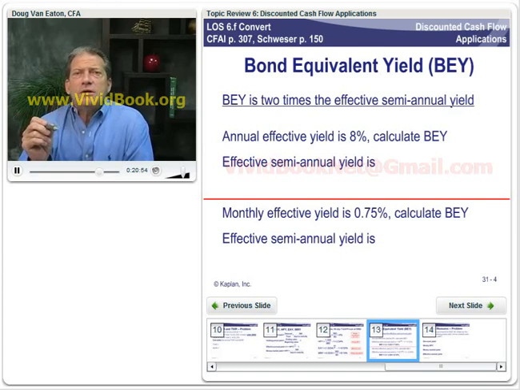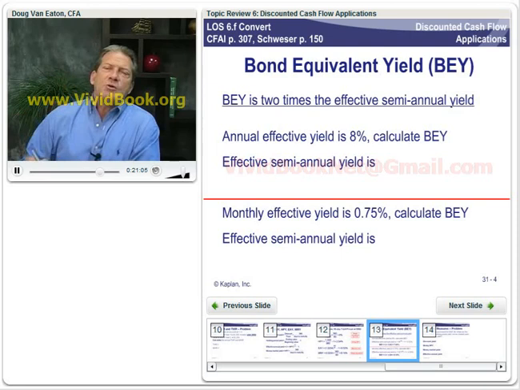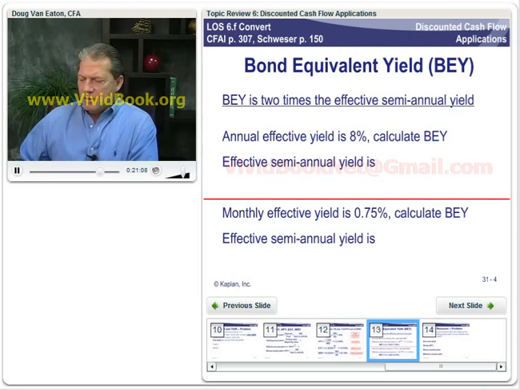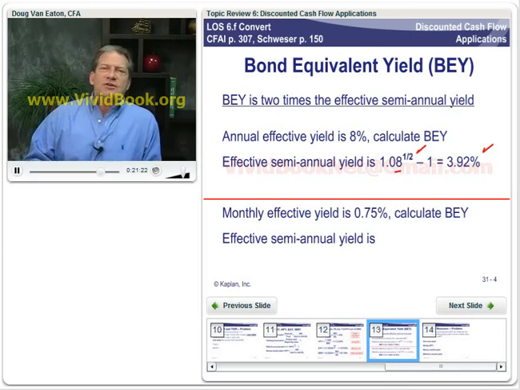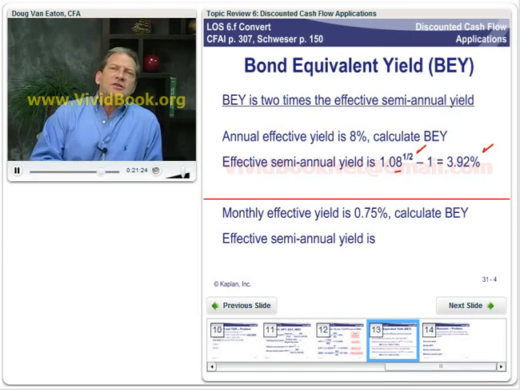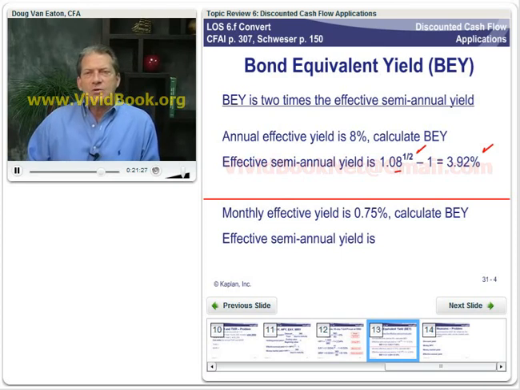Annual effective yield is 8%. Calculate the BEY. Well, we've got the annual effective yield, but what we need is the semi-annual effective yield. So we want to know what compound rate we would have to earn every 6 months to end up with an 8% effective return. If we take 1 plus that annual effective return, take the square root, minus 1, we'll see that if we earn 3.92% every 6 months, compounded twice a year, that would end up being an effective annual return of 8%. So now to get the bond equivalent yield, we're just going to double that.